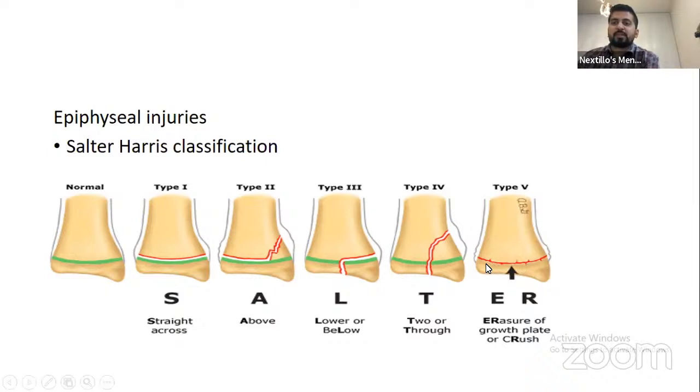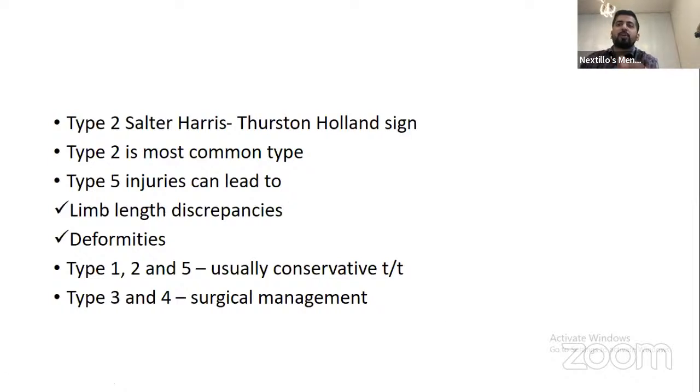Type 5 is the crushed type of injury, or ER, or we can remember it as erasure of the growth plate, or R, we can remember it as the crush injury, and type 5 is the crush injury of the growth plate. Now, some important points to know about the Salter-Harris classification system is that type 2 is also known as the Thurston-Holland sign, and type 2 is the most common pattern seen in fractures in children.